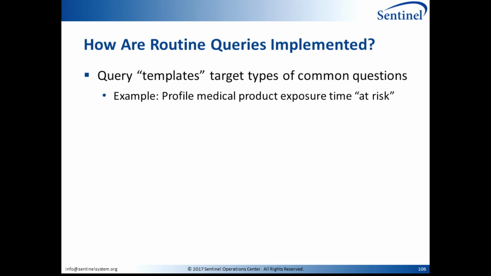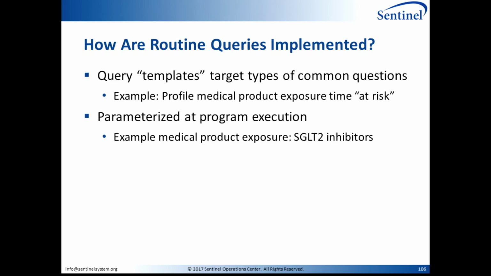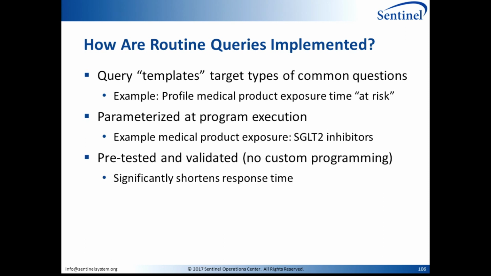So one example of that is just to say, what is the time that I am exposed to a product and I'm at risk for having experienced a particular outcome? What we do with that is then we parameterize that program, meaning that we put input files in at the time of execution, and we run the computer program, and we do this repeatedly. The idea behind it is that we can have more quality control that way.